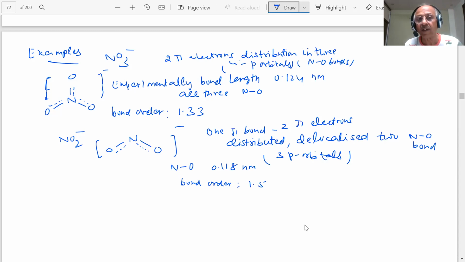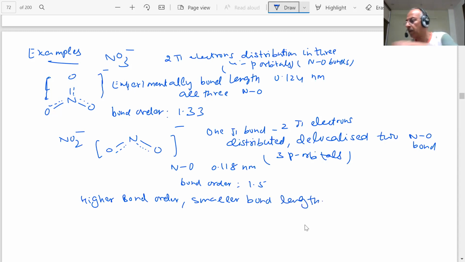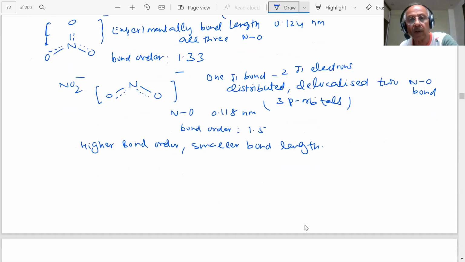Higher the bond order, smaller the value of the bond length. Is it clear? The bond length is smaller. Noted? Have you noted, student? Okay.